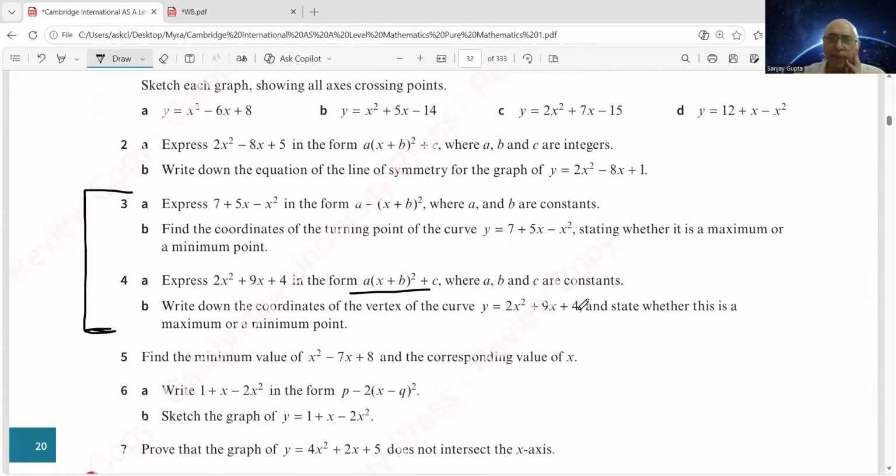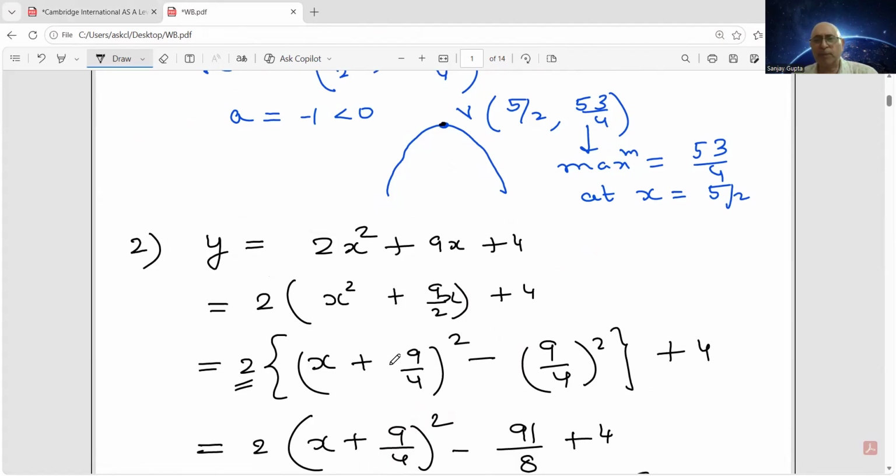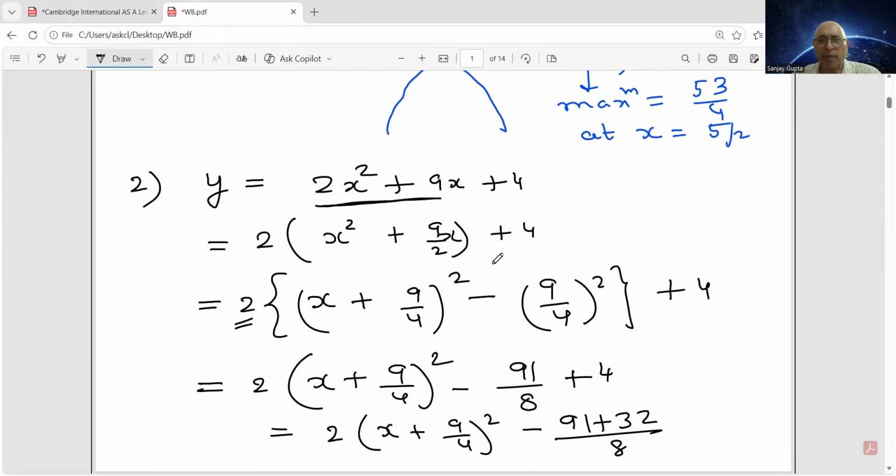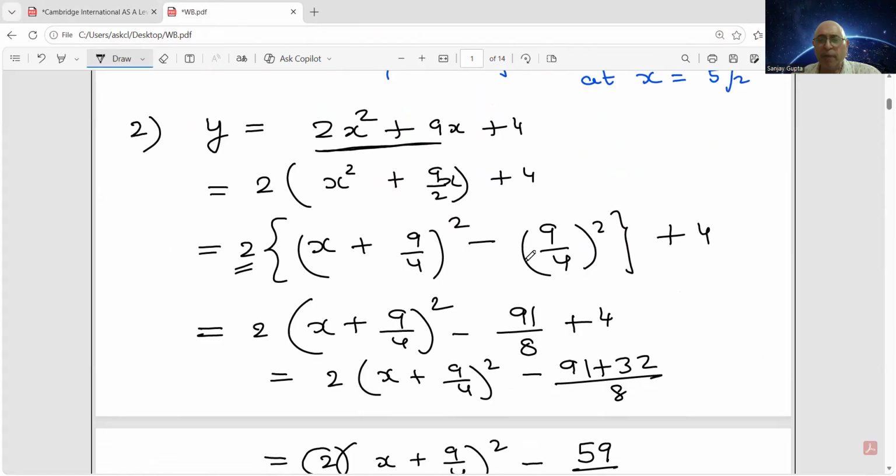Write down the coordinates of the vertex, stating whether it is a maximum or a minimum point. 2x squared plus 9x plus 4. Is that clear? So taking out the factors to make the x squared coefficient 1 is very important. And for that, you use both the x squared and the x term, right? And keep the constant outside, and then use the idea that we have done.